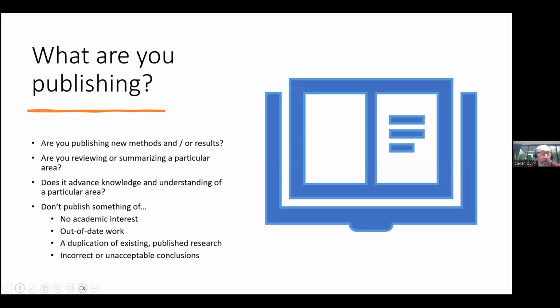So what are you publishing? That's probably your first consideration. Are you publishing things like methodologies or results? Are you reviewing or summarizing a particular area? For example, you could be doing a systematic review or a scoping review or a rapid review. There are lots of different review type papers you can do as well. Does it advance knowledge and understanding of a particular area? Of course, very important. That's the whole reason for academia, to advance understanding in certain areas.